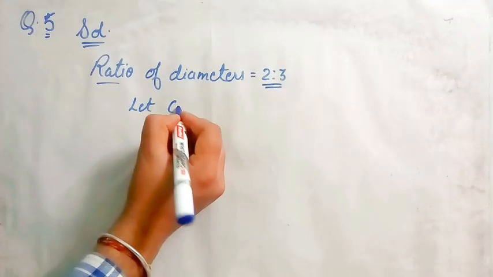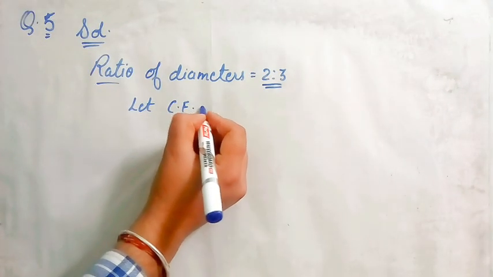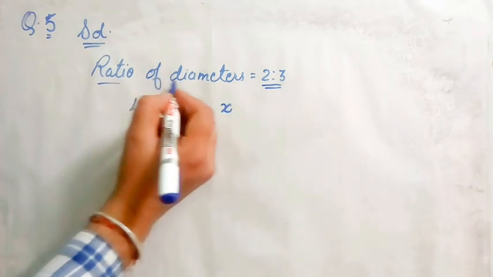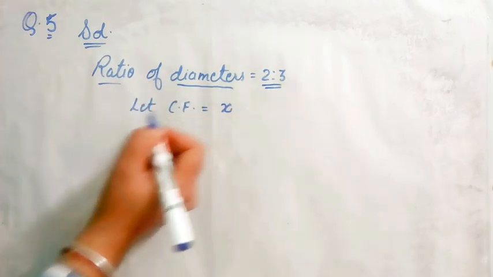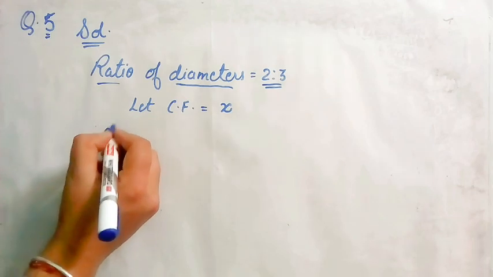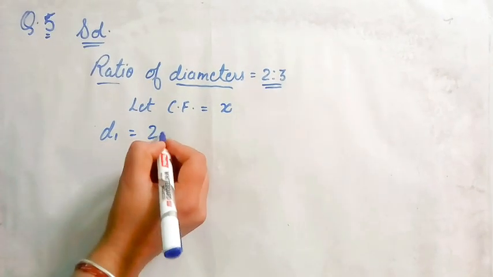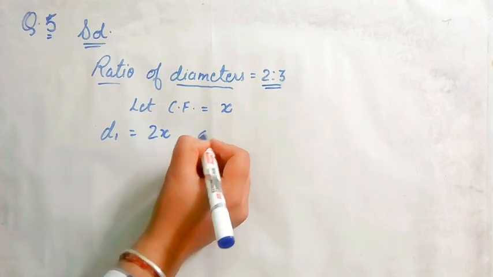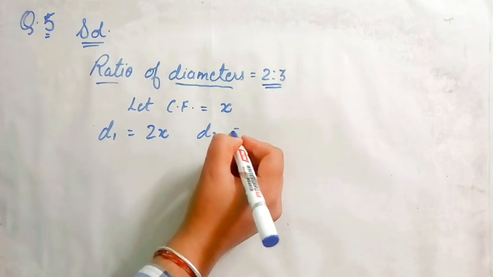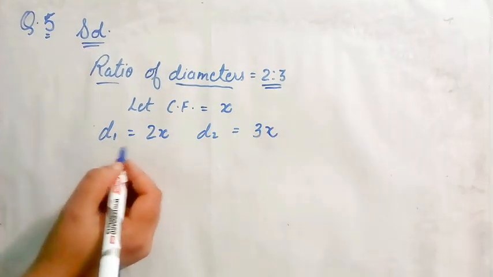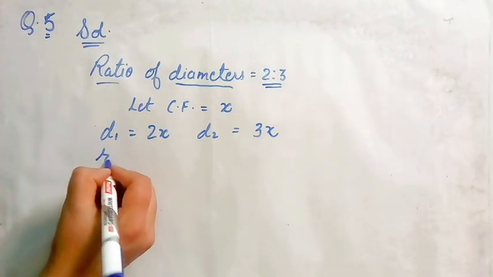If a ratio is given, we have to suppose a common factor. So let the common factor equal x. These are two diameters. So let the first diameter be 2 multiplied by x, that is 2x, and the second diameter will be 3 multiplied by x equals 3x. Means d1 is equal to 2x.